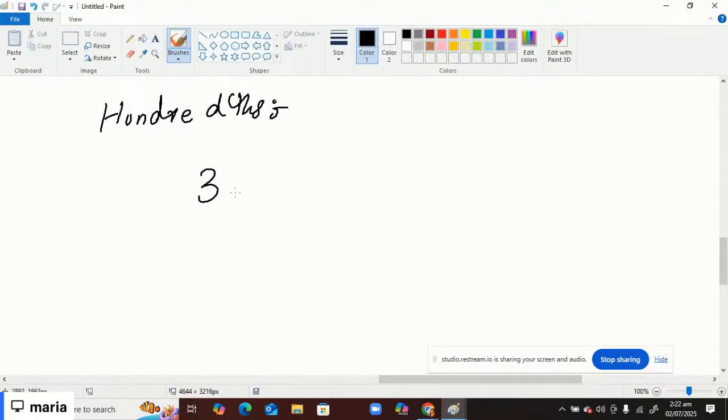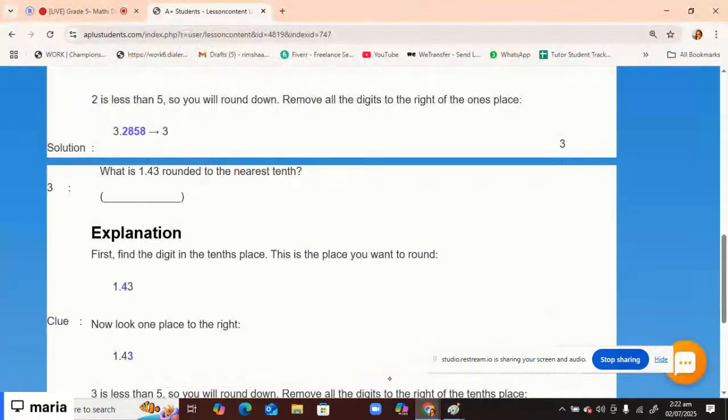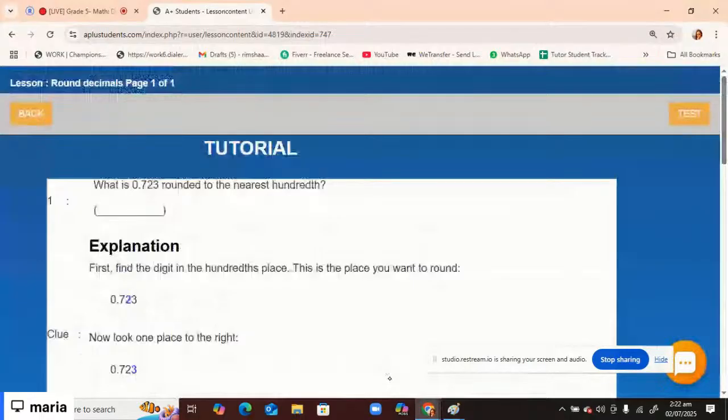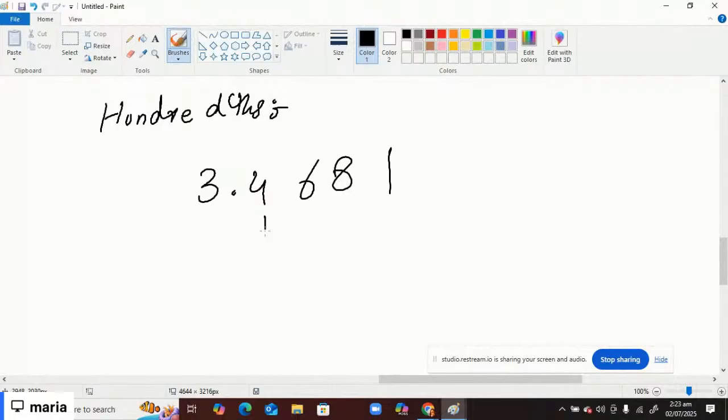This is 3.4681. How can we solve it? Everyone think about it and then tell me the answer. This is the 10th place, 100th place, 1000 place. So we check the digit for the 1000 place, not the 100 place.